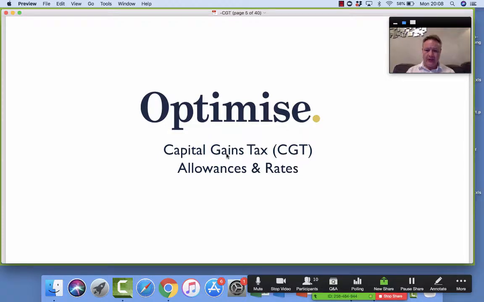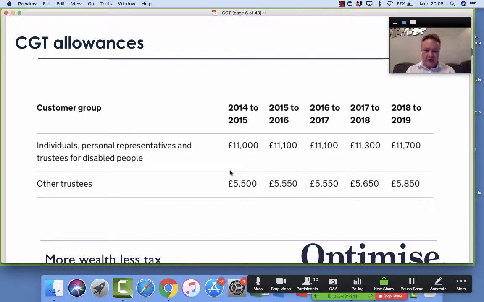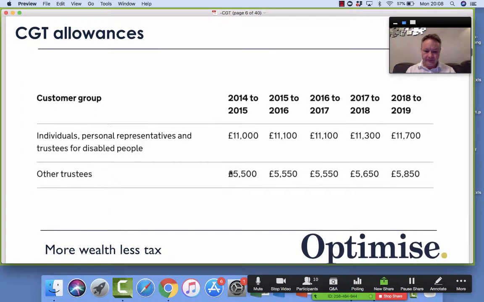So let's talk about capital gains tax and allowances and rates. It's good to start really the foundation of tonight's webinar with some basic information, and we're going to do that process here. Now, I thought my cursor was going to work. It's not. So here's the CGT allowances.